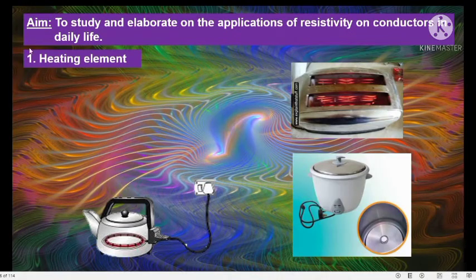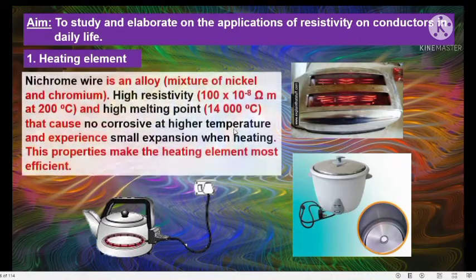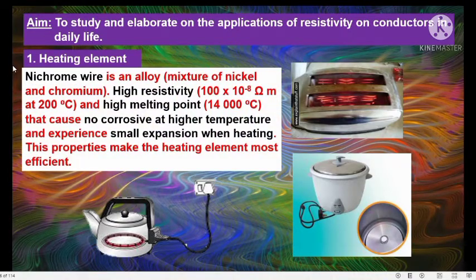The next one, for heating element, we want to discuss also nichrome wire. Normally we use nichrome wire. Why? Nichrome wire is an alloy, a mixture of nickel and chromium. It has high resistivity. The value is about 100 times 10 to the power negative 8 ohm meter at 20 degrees Celsius. And high melting point, 1,000 degrees Celsius. So it can withstand high temperature. That causes no corrosion at higher temperature. So this one is good.